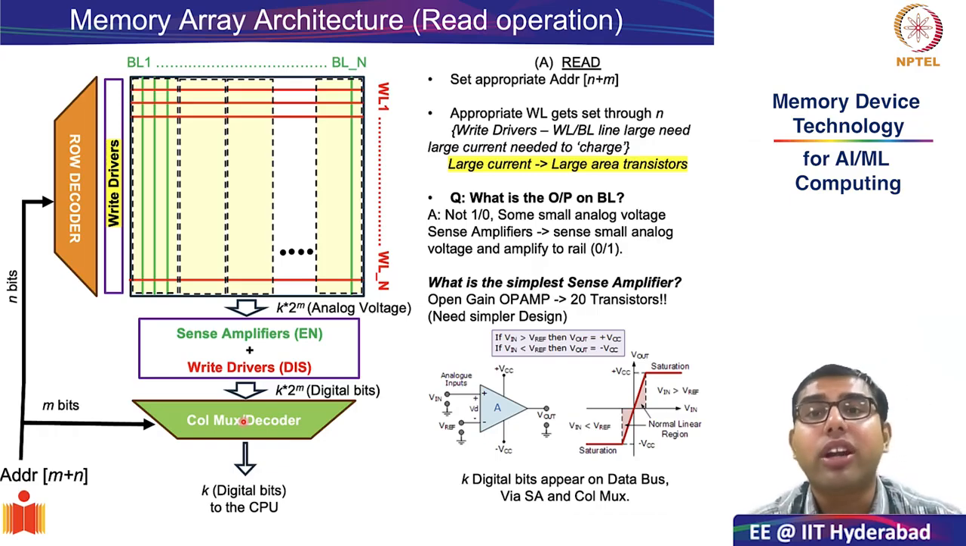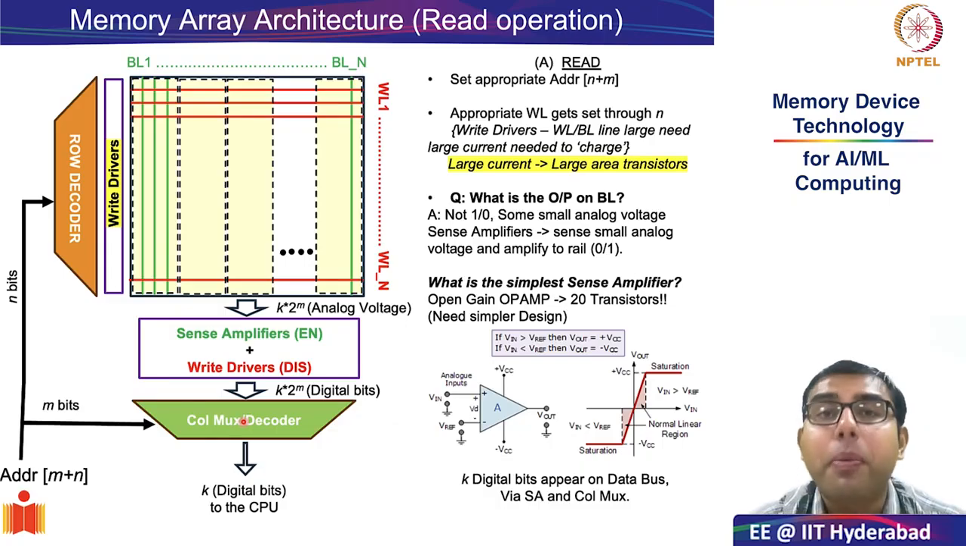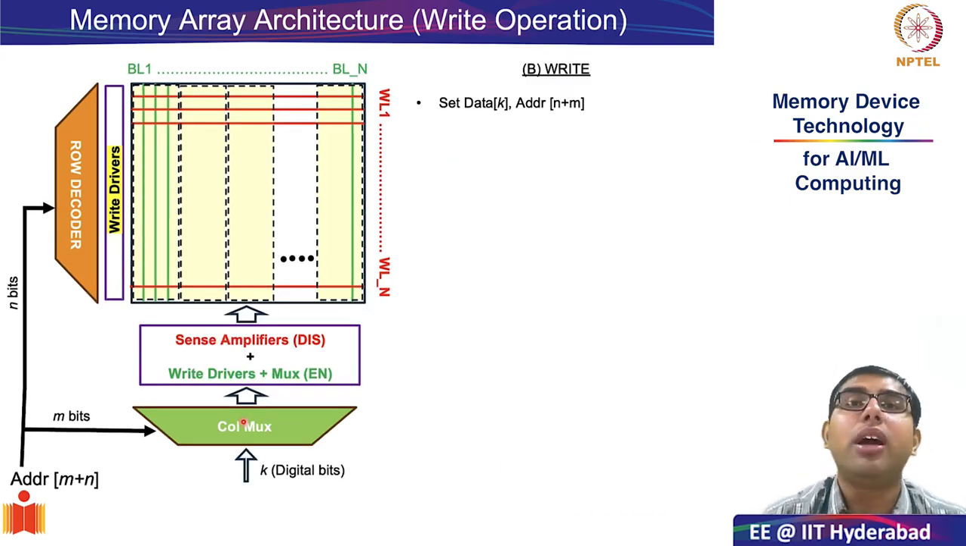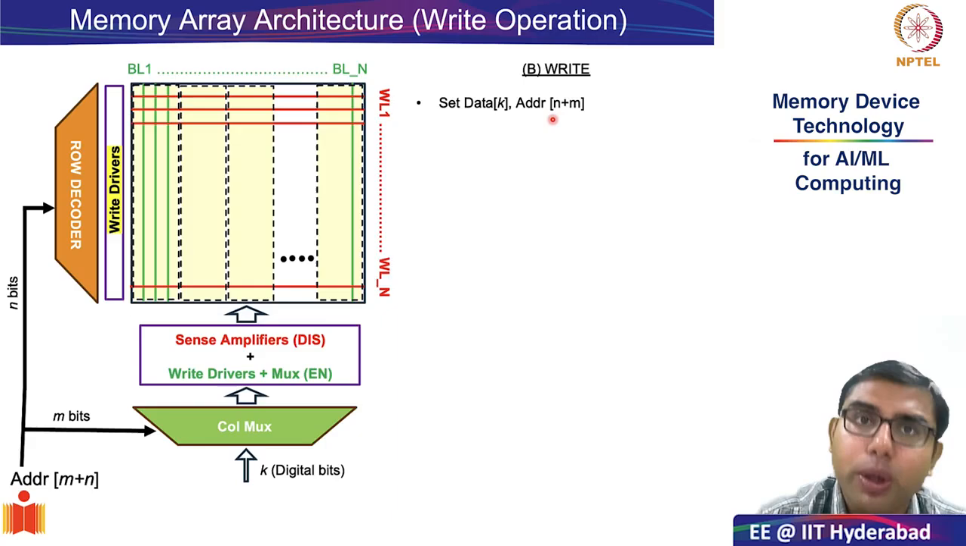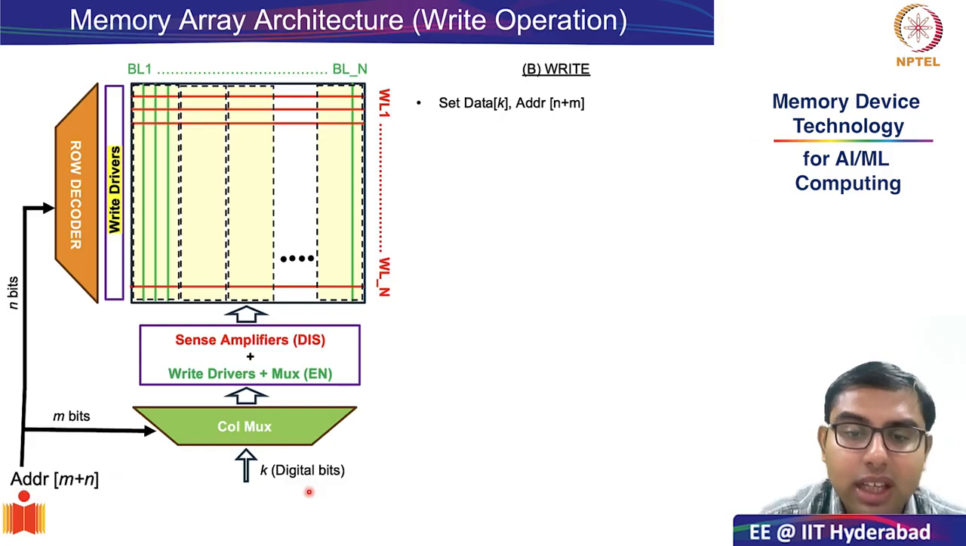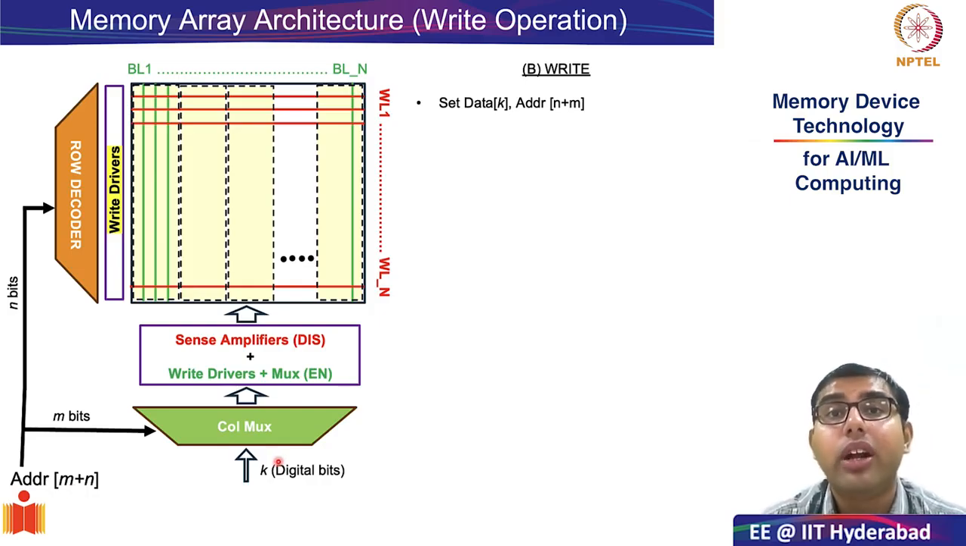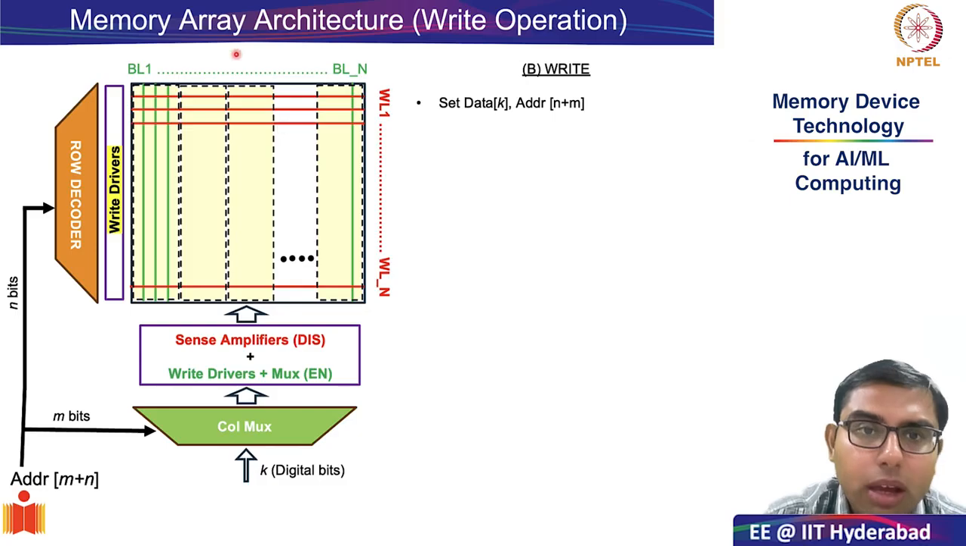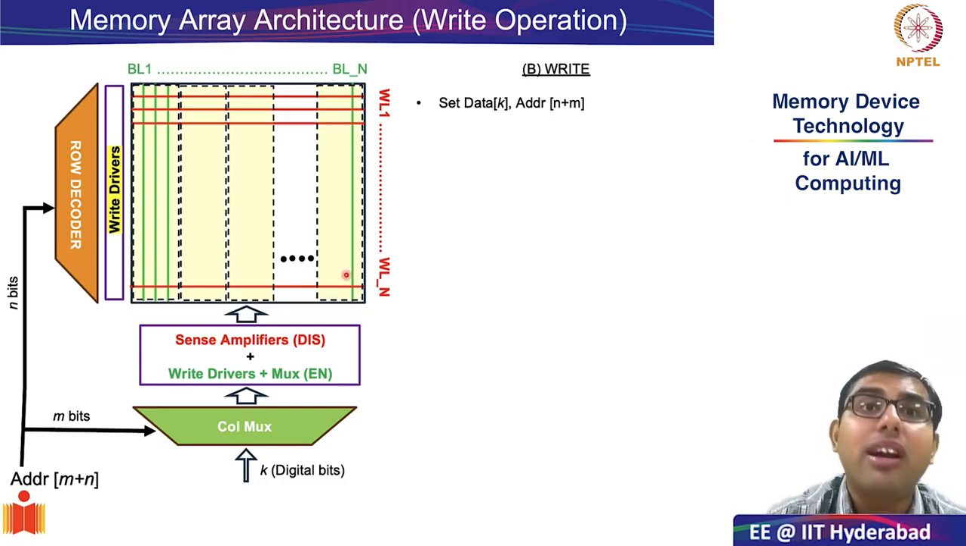Okay, so this is what concludes how generic read processes are facilitated in a memory array. Next, we will study the write process. So what is the basic expectation in the write process? The basic expectation from the CPU in the write process is that the CPU will give two outputs: the address on the address bus, which consists of m plus n bits, and k digital bits, which are asserted on the data bus. The expectation is that the relevant word in the memory array gets updated or written into.